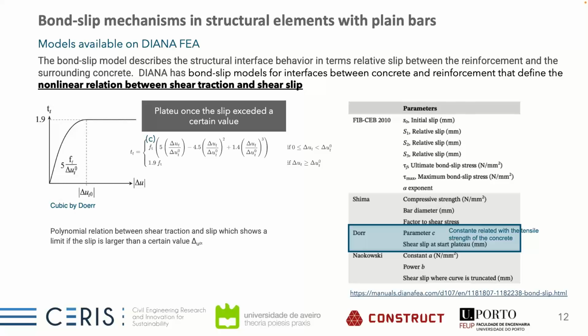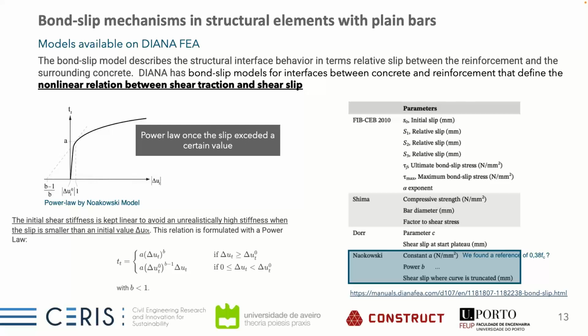So we can see first the cubic model by Dörr, where we have a polynomial relation between the shear traction and the slip. After a defined limit is reached, we will have a plateau. For this we need a parameter C, which is related to the tensile strength of the concrete, and also the shear slip where the plateau starts. We need to give these values to the model to define the bond-slip model.